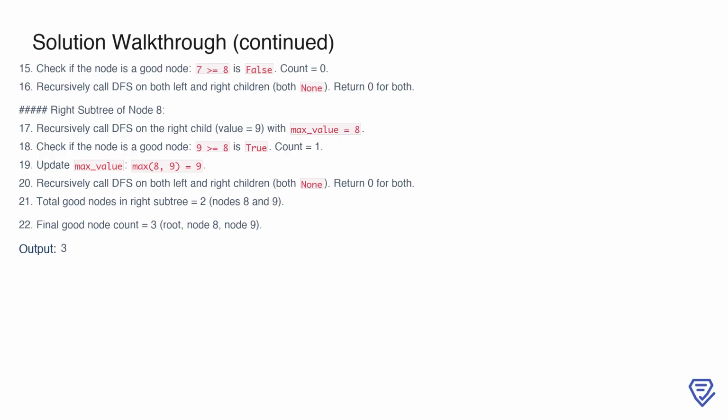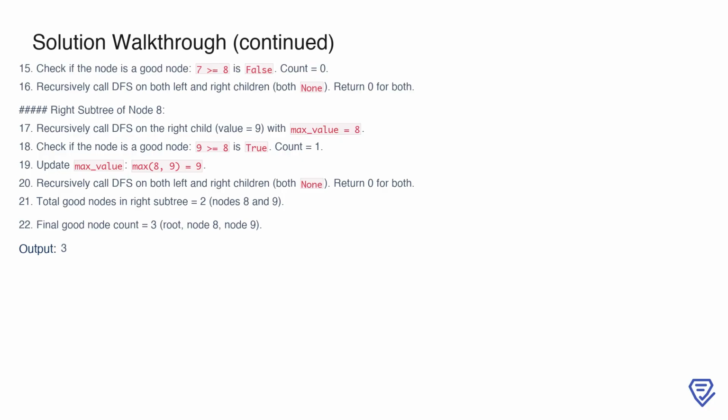Shifting to the right subtree of node 8, we encounter a child node with value 9. Comparing 9 with the max_value of 8, we find that 9 is greater than or equal to 8, making it a good node. The count is incremented by 1, and the max_value is updated to 9. Since this node has no children, the recursive calls for both return 0. Adding up, the right subtree of node 8 contributes two good nodes, nodes 8 and 9.